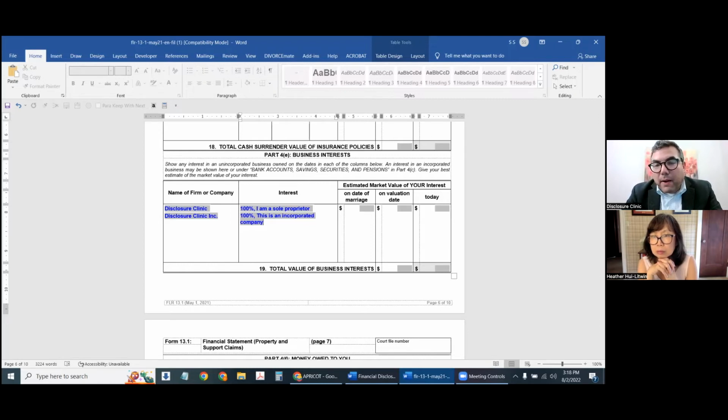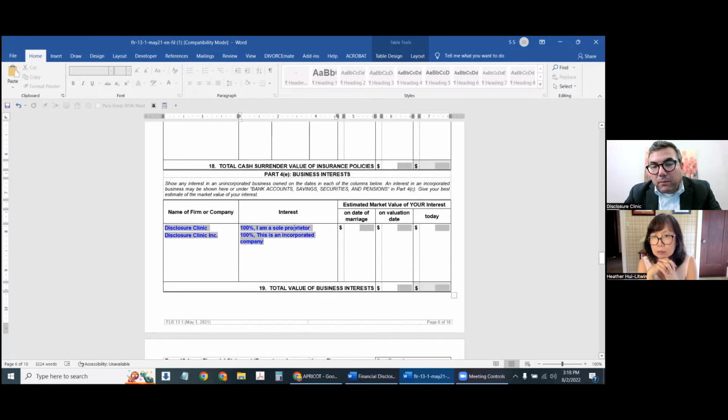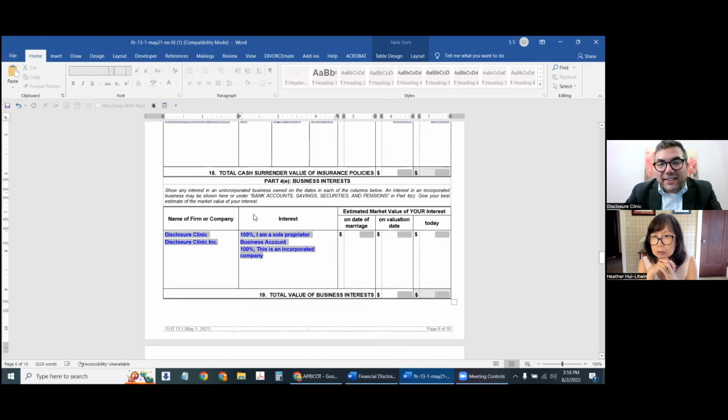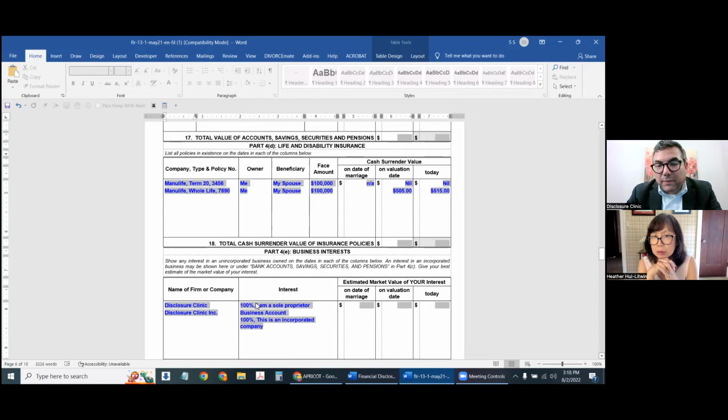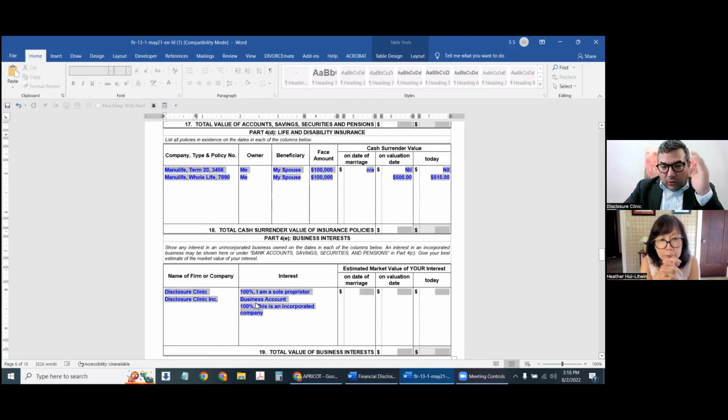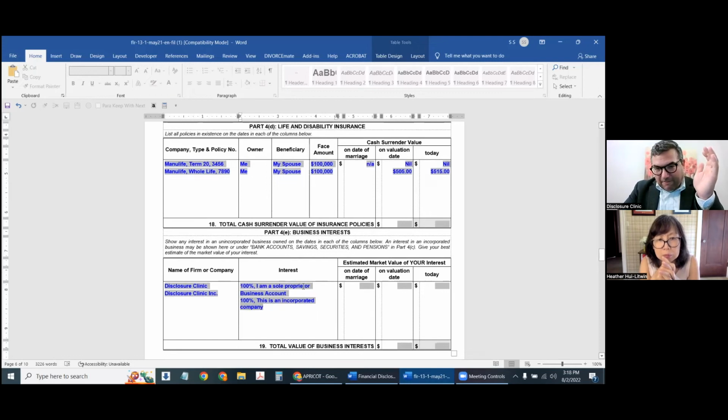So a sole proprietor, for example, may have a business account. Now, that business account technically can be up here, or it could be down here. It doesn't really much matter as long as it's reflected. The real question is whether there's other value to the sole proprietorship in addition to the bank accounts and the debt accounts.